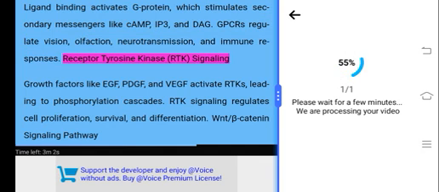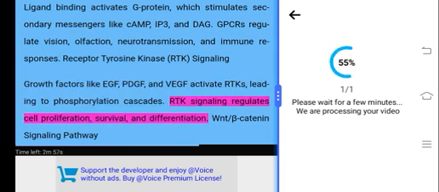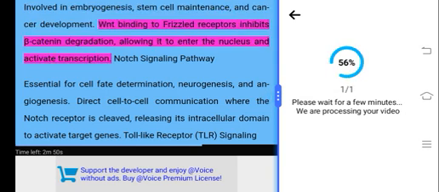Receptor tyrosine kinase (RTK) signaling. Growth factors like EGF, PDGF, and VEGF activate RTKs, leading to phosphorylation cascades. RTK signaling regulates cell proliferation, survival, and differentiation. Wnt beta-catenin signaling pathway. Involved in embryogenesis, stem cell maintenance, and cancer development. Wnt binding to frizzled receptors inhibits beta-catenin degradation, allowing it to enter the nucleus and activate transcription.